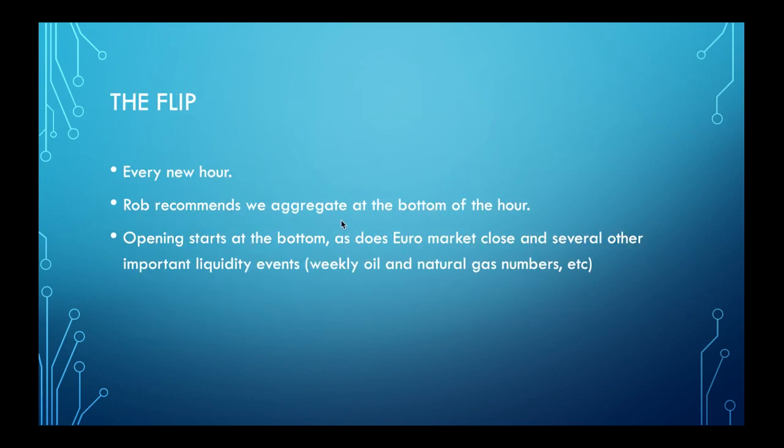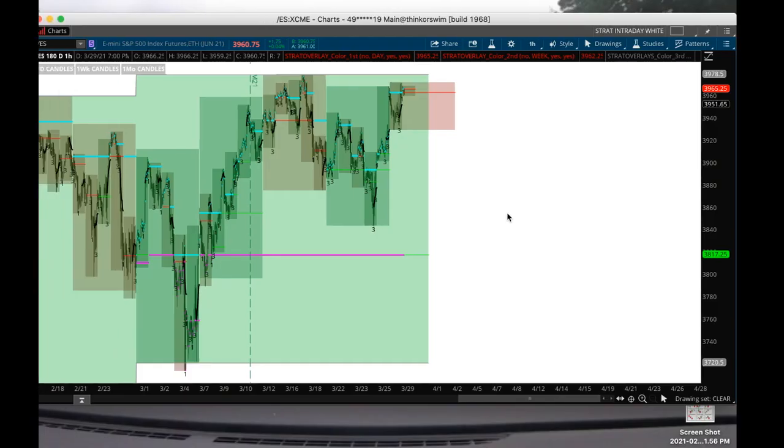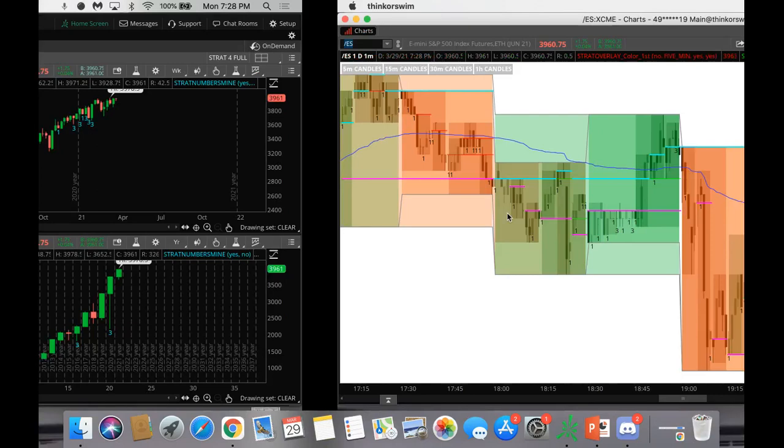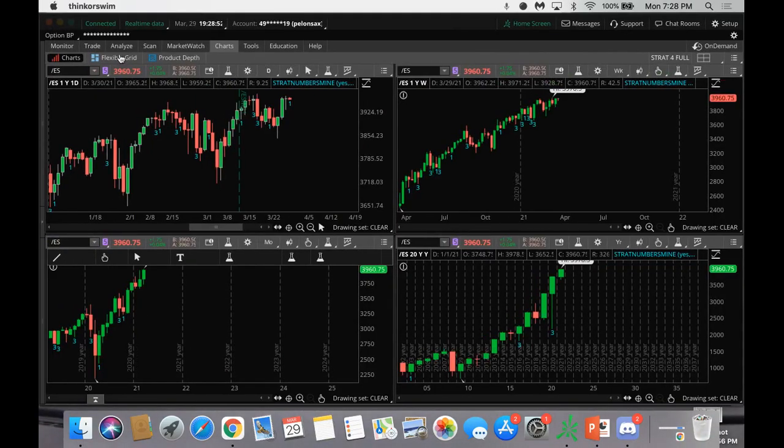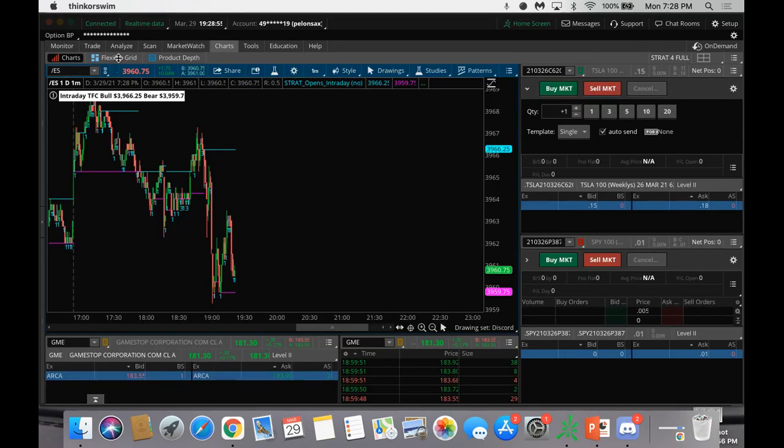Let's go on to the next one, the flip. So this is every time there's a new hour. Now, Rob says that we should aggregate at the bottom of the hour. So at the bottom of the hour, think of a clock with the minute hands. When the minute hand points to the 30, that's the bottom of the hour, in case you had trouble knowing that. I had to look that up the first time I heard that.